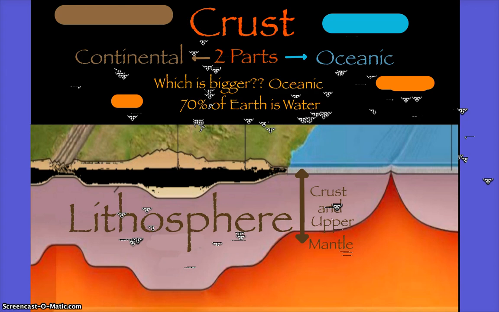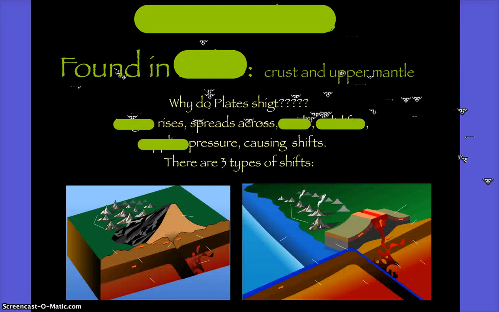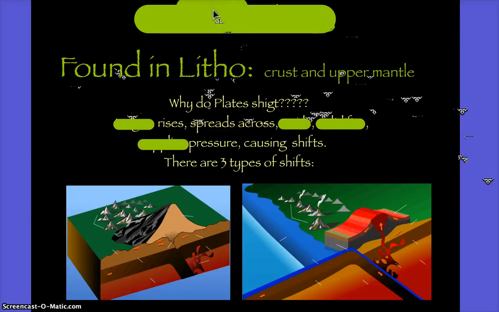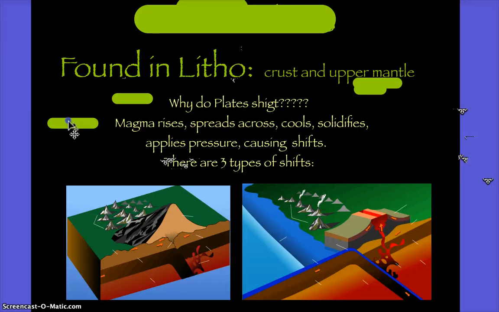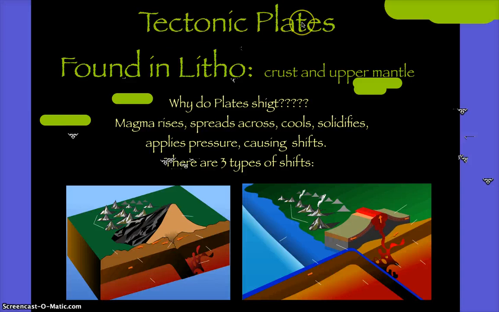So, anybody know why plates shift based on anything I just described about what's going on in our geosphere? Okay, the flow of the asthenosphere. So magma flows up, asthenosphere flows across. What happens when heat flows across? It cools, and when heat cools, it hardens, which applies pressure to the plate. So good. Magma rises, it flows across, it cools, it solidifies, applies pressure to these plates, causing shifts. And there's 3 types of shifts. Tectonic plates.